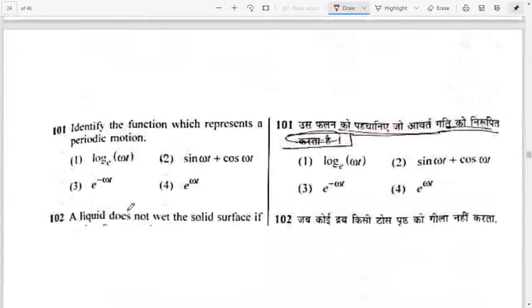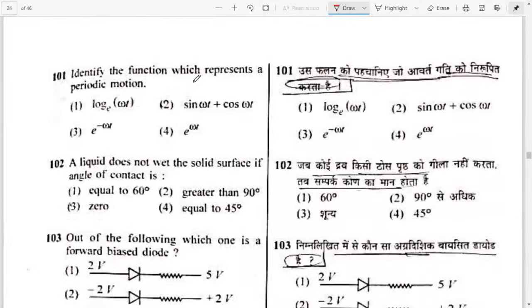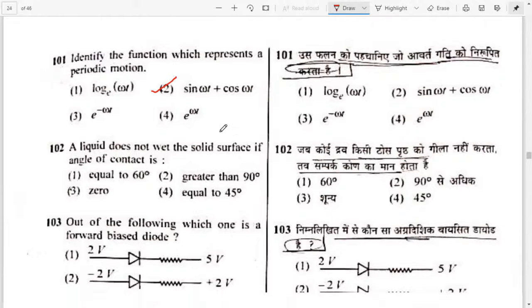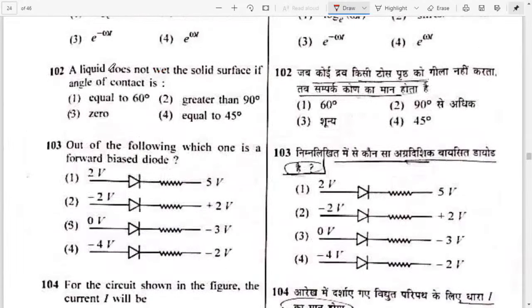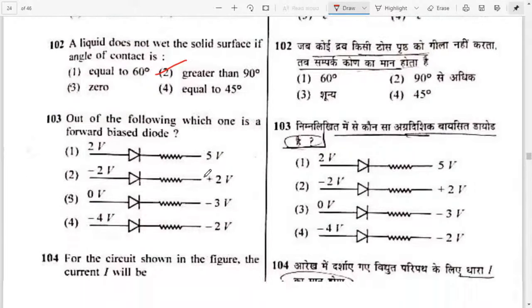Next, identify the function which represents a periodic motion. Option number 2, sin wt plus cos wt. Next, question number 102. A liquid does not wet the solid surface if the angle of contact is greater than 90 degrees. Option number 2 is the correct option, students.